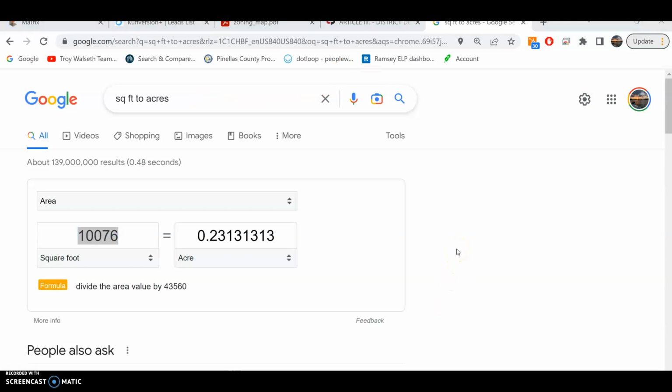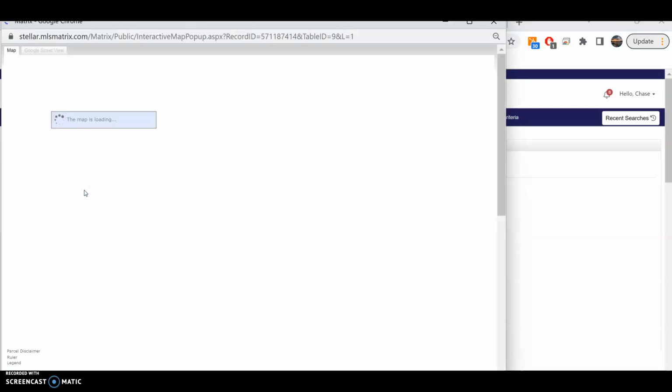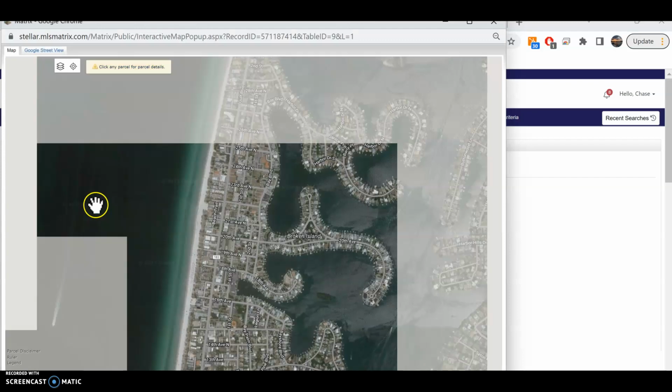We're going to go 15 units times 0.23, which is 3.45. If the current developer has gotten some sort of exception, you may be able to get 4, but more than likely it's going to be 3. Three separate units total, any way you figure it.